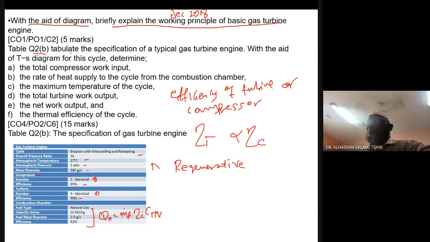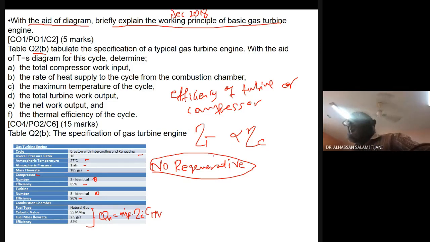Regenerative is absent. No regenerative. So if there is no regenerative, then the question becomes very easy. Otherwise, if there is regenerative, then we need to consider it. Okay, listen to the question carefully.